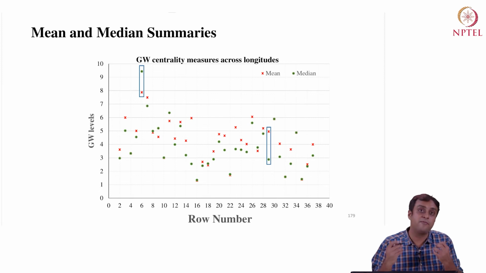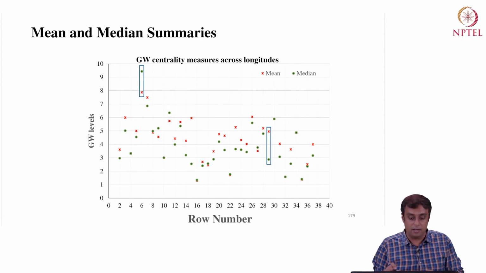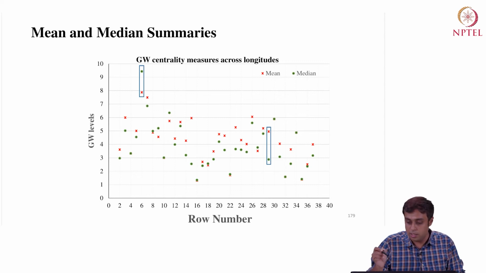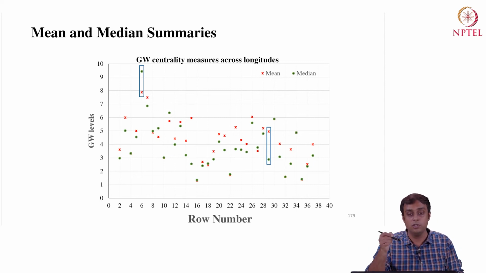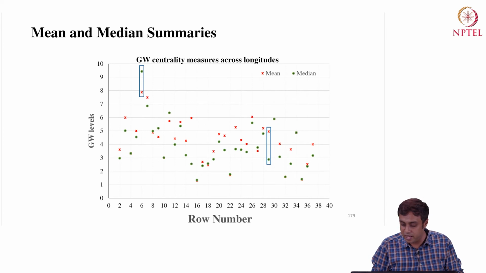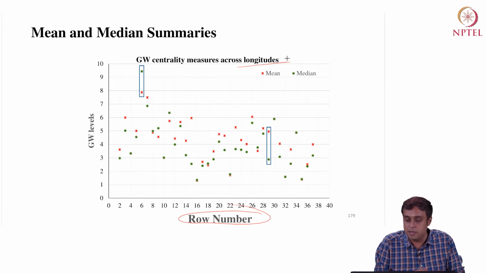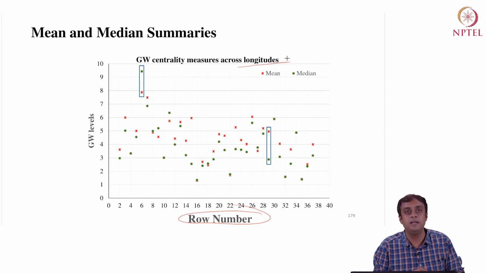Okay. Now we know that if mean and median are far apart, that's the first signal that there may be outlier values to look at. These are the mean and median summaries across latitudes. So the latitudes are my rows, right? If I go back, sorry, these are my columns. So I'm looking at longitudes, which are 37 rows and 22 columns. So it's across rows and across longitudes, not latitudes, sorry about that, right? My median is represented by a green circle, whereas the mean is represented by a red cross.